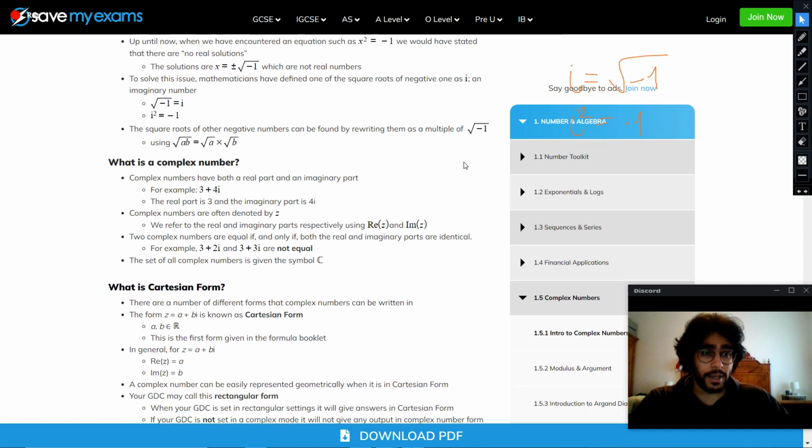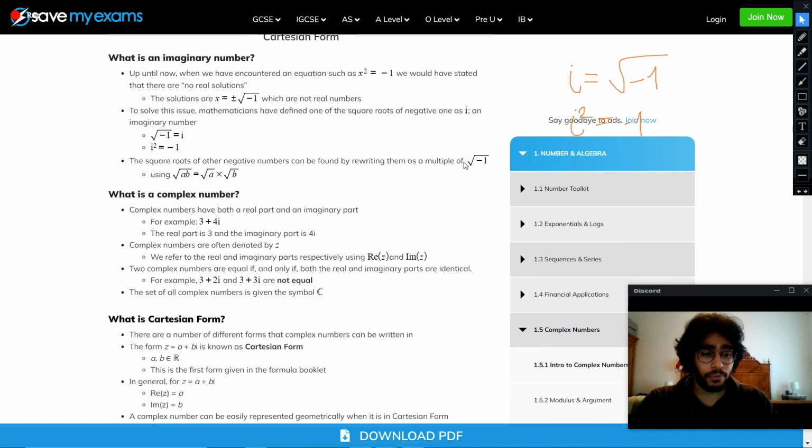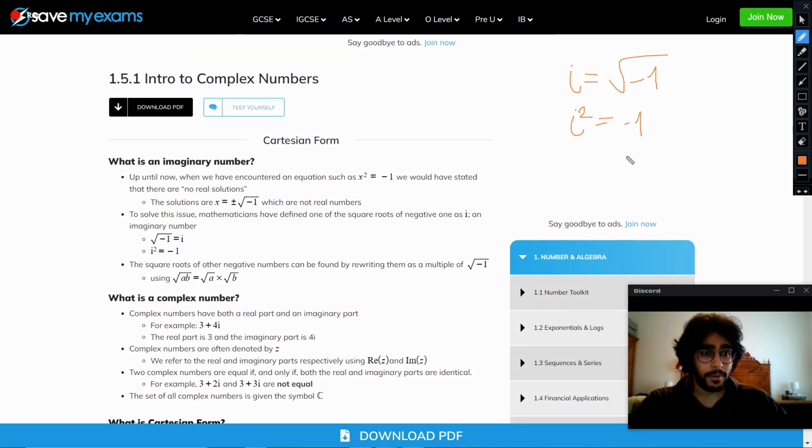Well, a complex number, as we said, is a number with both a real part and an imaginary part. For example, you could have 3 plus 2i, right? So this i here is the imaginary number. It could be, for example, 7 minus 2i. It could be, for example, 4i itself, right?